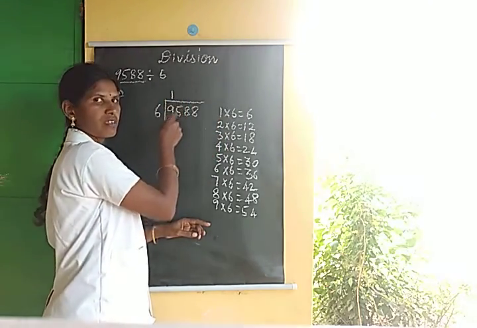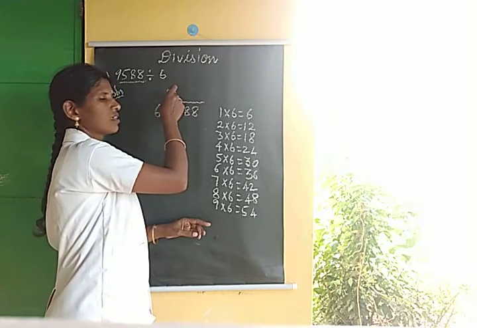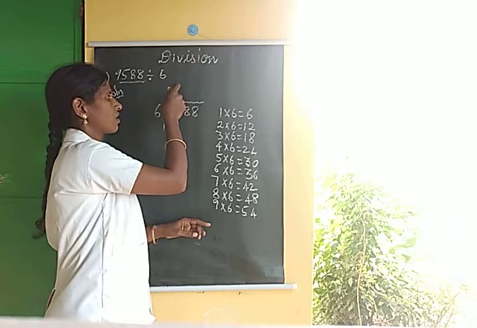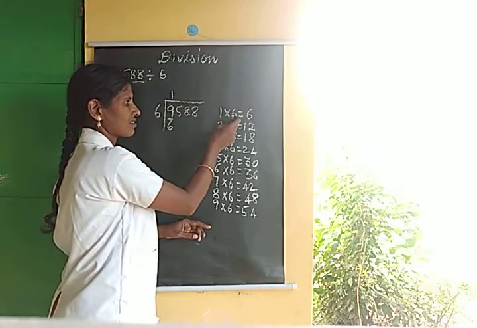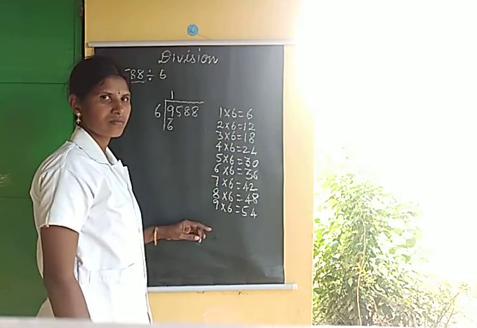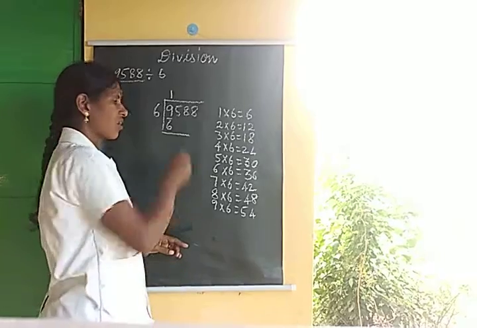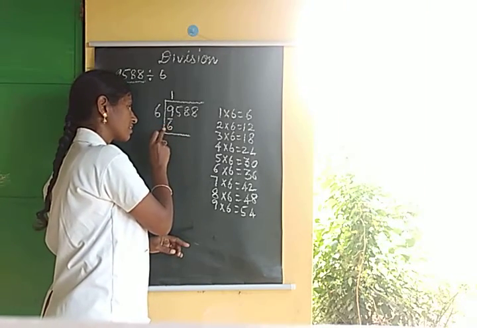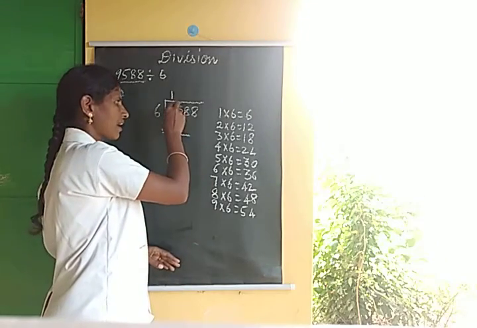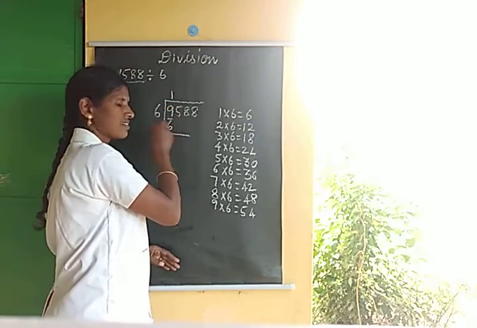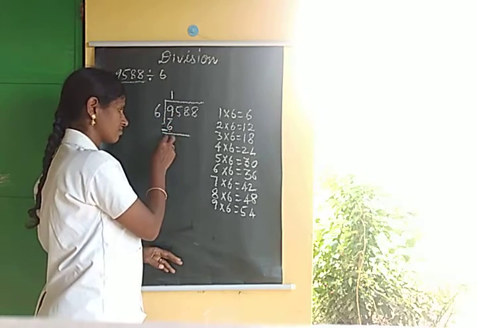That number also should be straight. We are taking number 9 only, no. So this answer also should be here. 1 6 are 6. What is the answer? 1 6 are 6. Then second step, after finishing this, we have to subtract. 9 minus 6, 3.